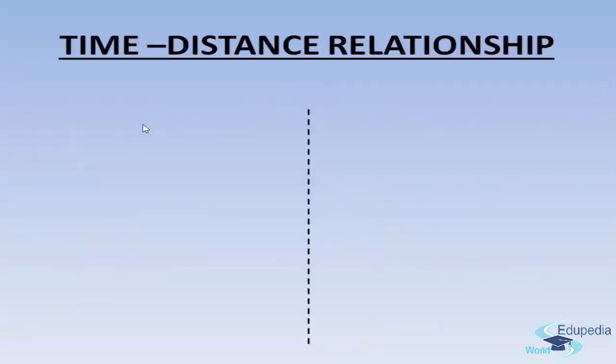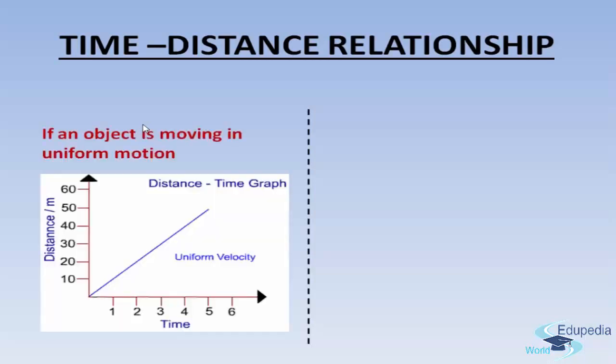Now let's talk about the time-distance relationship. There are various relationships that we'll be talking about: time-distance, then position and time relationships. With all these relationships, we will come down to what are known as the equations of motion. Now when we draw the graph of time and distance, let's say we have time on the x-axis here and distance on the y-axis.